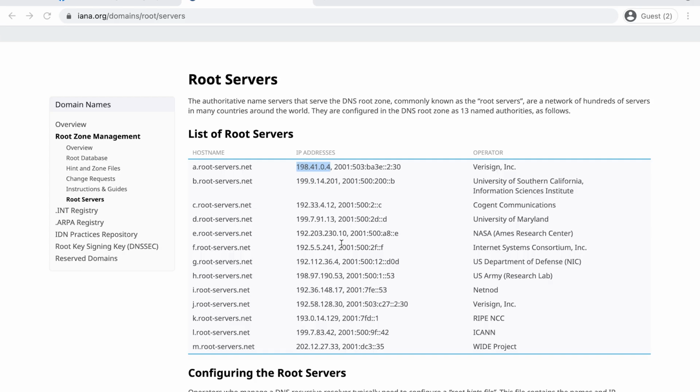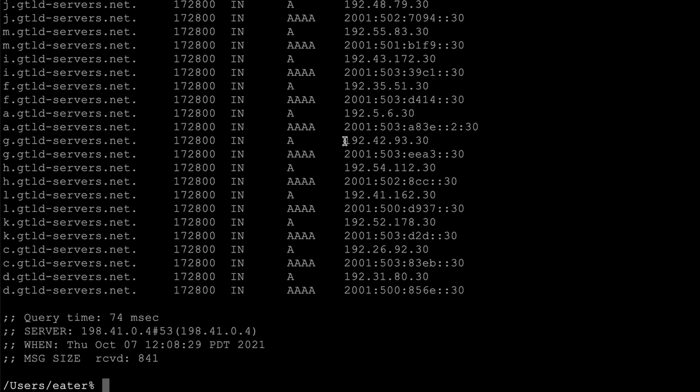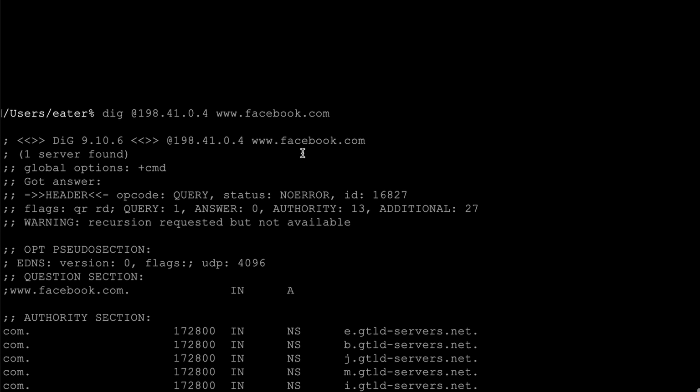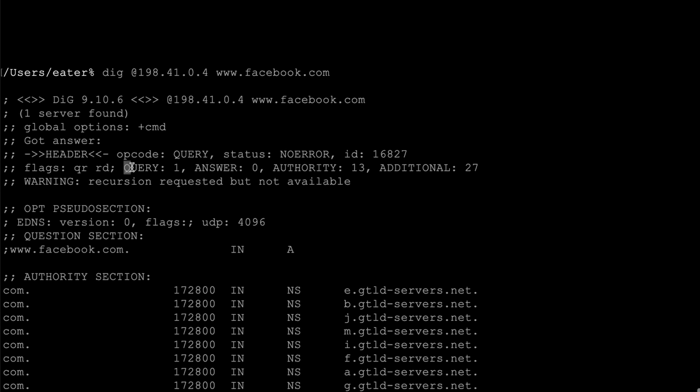So for example, here I'll do a DNS lookup from one of the root servers, 198.41.0.4, and that's this root server here. We're going to ask that root server what it knows about www.facebook.com. If we do that, we get back a whole bunch of information. But if we look at what we actually got, it says we queried for one thing, and we actually got zero answers.